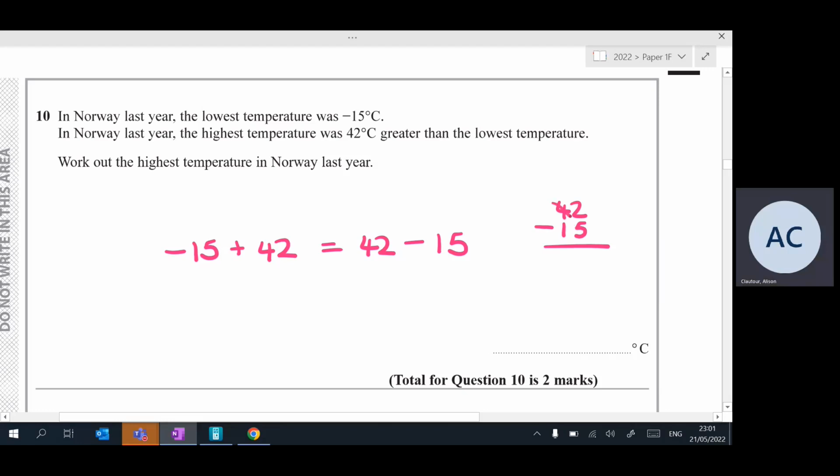Can't do 2 take away 5, so I'm going to have to borrow. So 12 take away 5, 7. 3 take away 1 is 2. Okay, so it leaves me 27.